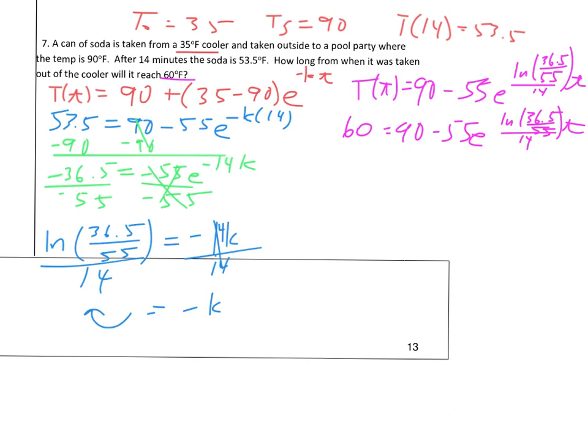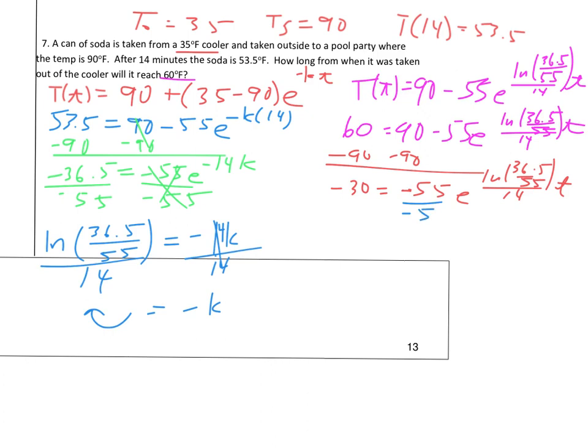Okay, so now we will subtract the 90. So negative 30 equals negative 55, e to the ln of 36.5 over 55 over 14t. Okay, now we divide by negative 55. I can go minus minus to plus plus there. These cancel out. Now isolated the e, so I can switch it into log form. So it's going to be another ln. So ln of 30 over 55 equals, and whatever was in the exponent. So ln of 36.5 over 55 divided by 14 times t.